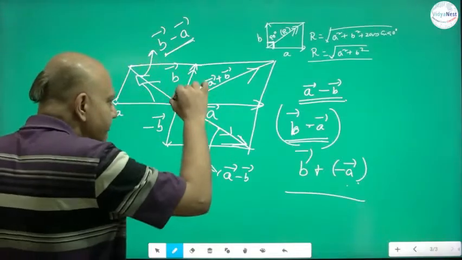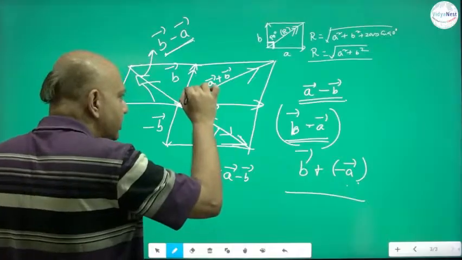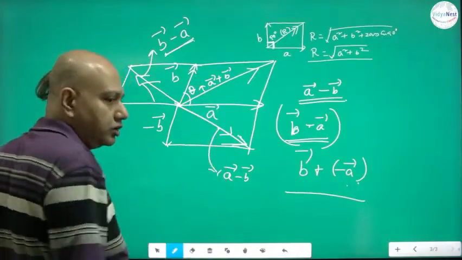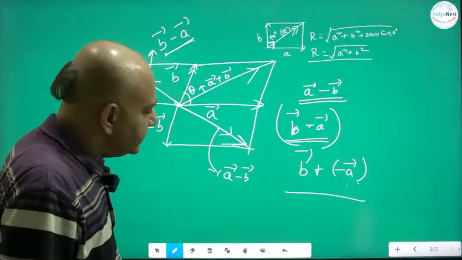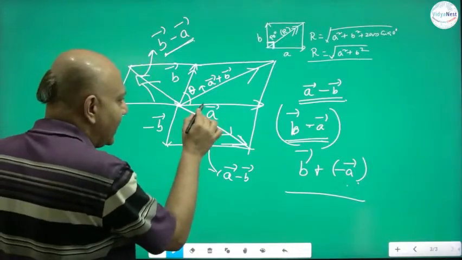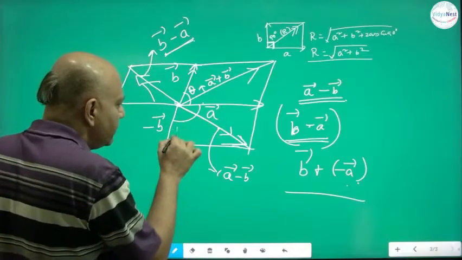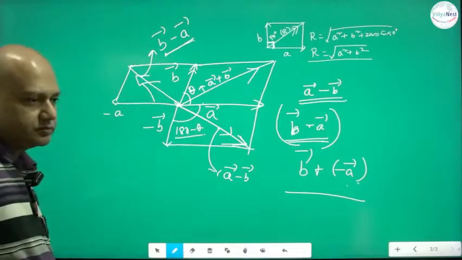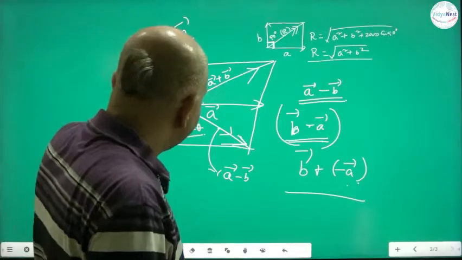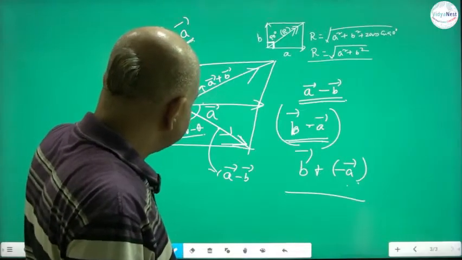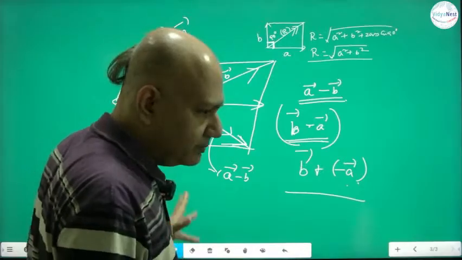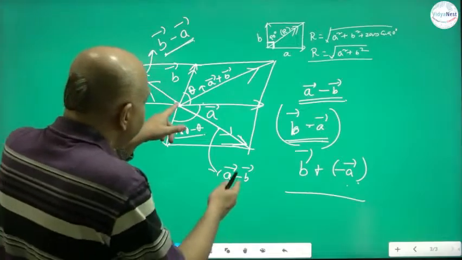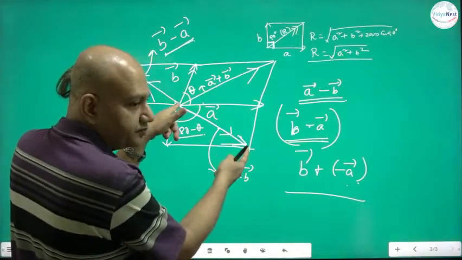Suppose, Saurabh, the angle between A and B is equal to theta, then the angle between A and minus B will be 180 minus theta, right? Because the total angle is 180. So if this is theta, this should be 180 minus theta. Simple thing. Now, I want to get the magnitude of A minus B. This magnitude.